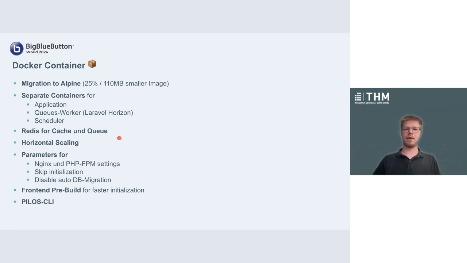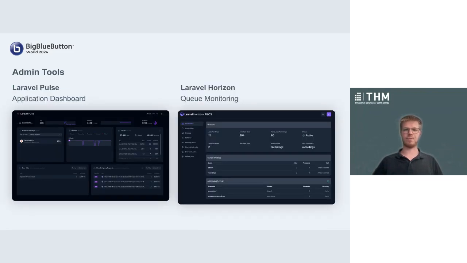and the different states of the queues and schedules. Then we allowed the users to customize the Docker container by adding more parameters to customize Nginx inside of the container and PHP. You can skip the initialization, and instead use a pre-built front end to fit your specific needs, and also a command line interface for commonly used tasks that you need to administrate PILOS. Most features you can change via the user interface.